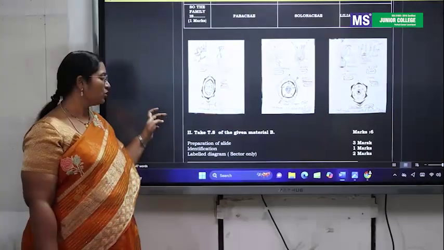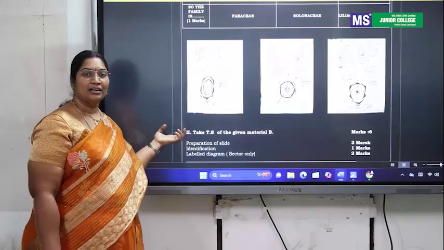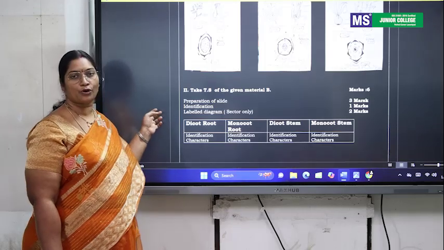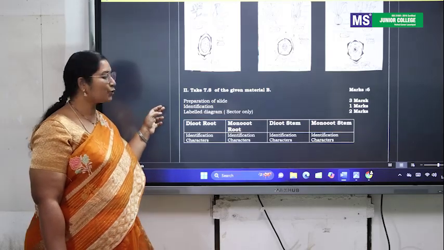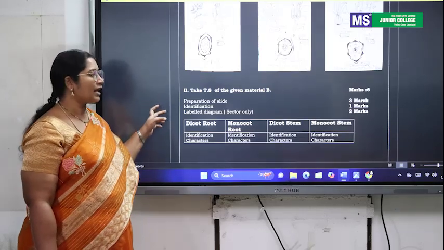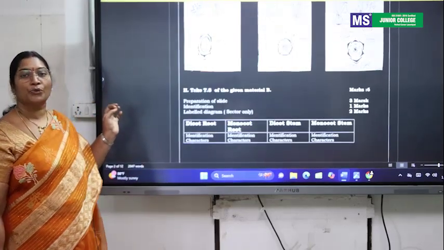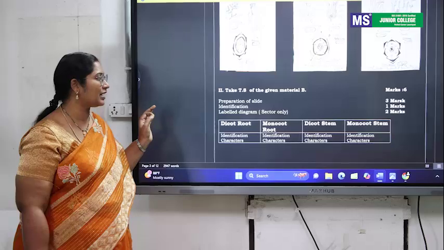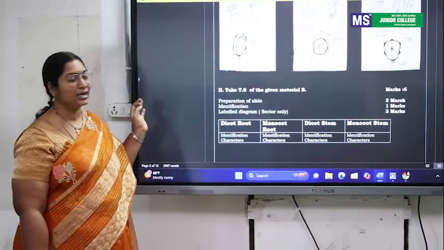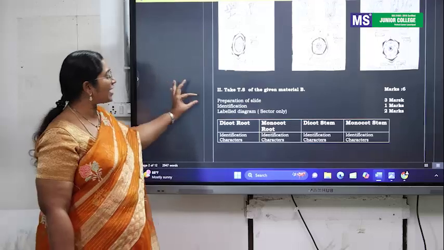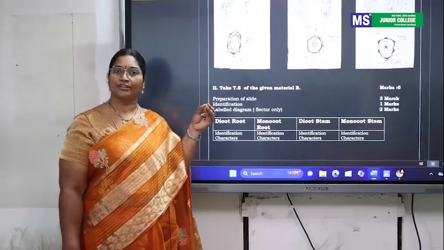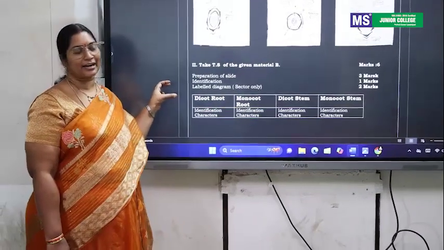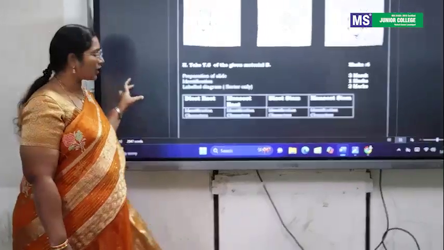Transverse section you need to cut, and here we have 4 different kinds of section cuttings. Those are monocot stem, dicot stem, monocot root and dicot root. And here, very importantly, how you are cutting the section, for that very particular preparation of the slide they are giving 3 marks. And for identification, after preparation and after placing that slide under the microscope, what you have identified, for that they are giving 1 mark.